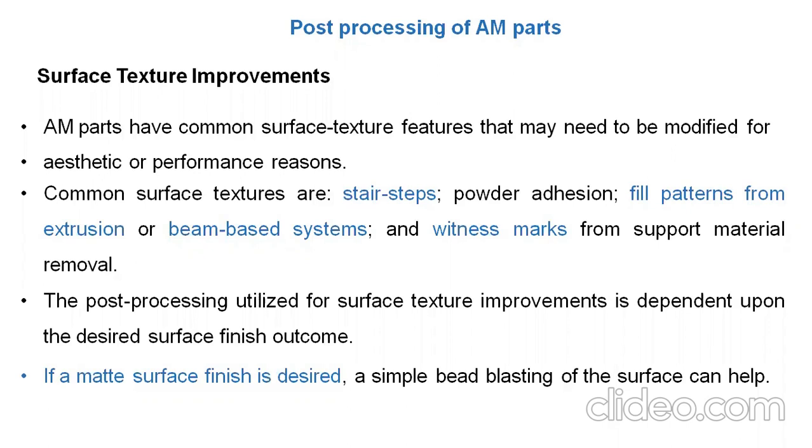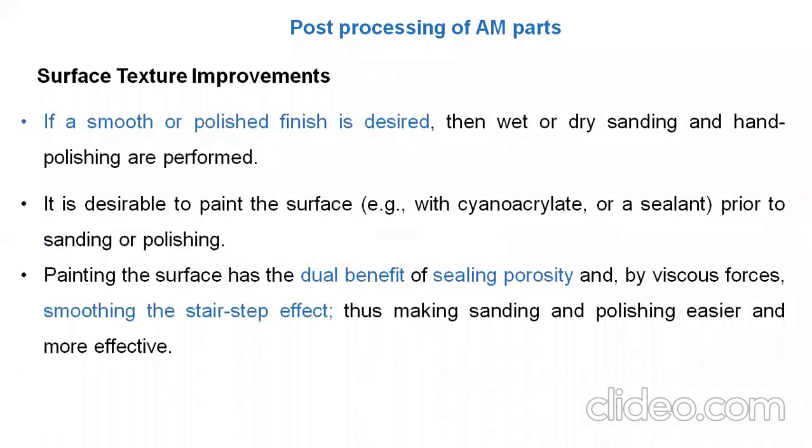If we require a matte surface finish, then sand blasting of the surface can be useful. Now, if we want a smooth or polished finish surface, then we use wet or dry sanding and hand polishing. With hand polishing, you can remove the different marks which are produced during the AM process. So these are the two different methods implemented for surface texture improvement.